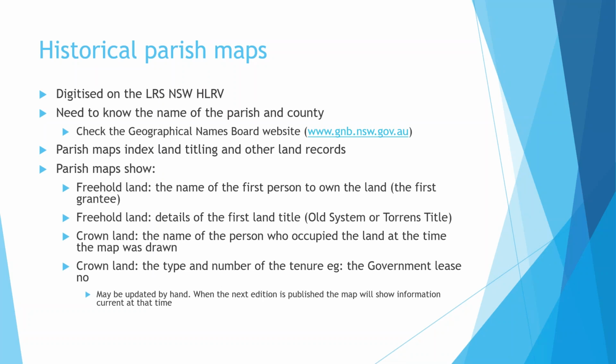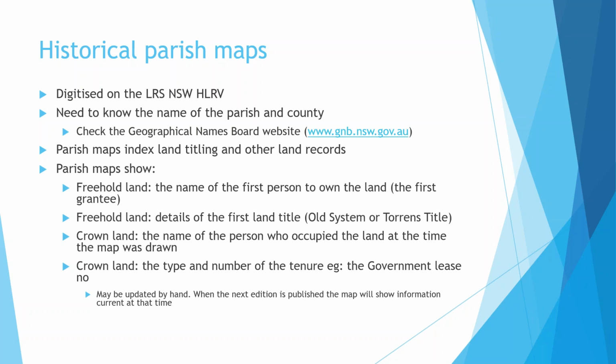The next thing that we'll do is have a look at the historical parish maps. Now, these are digitised on Land Registry Services HLRV. So you just need to look for the name of the parish and the name of the county. And sometimes you'll know this, sometimes you won't. If you don't know the name of the parish or the county, check the Geographical Names Board website.